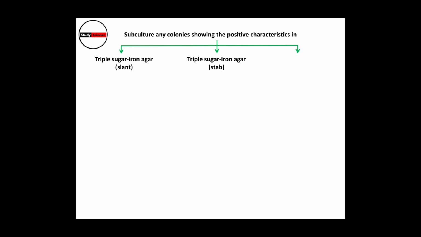Subculture any colony showing the positive characteristics in triple sugar iron agar, triple sugar iron agar, and urea broth. In first case, triple sugar iron agar is in slant condition, and in second case, triple sugar iron agar is in stab condition. Then incubate at 30 degrees Celsius to 35 degrees Celsius for 18 to 24 hours.